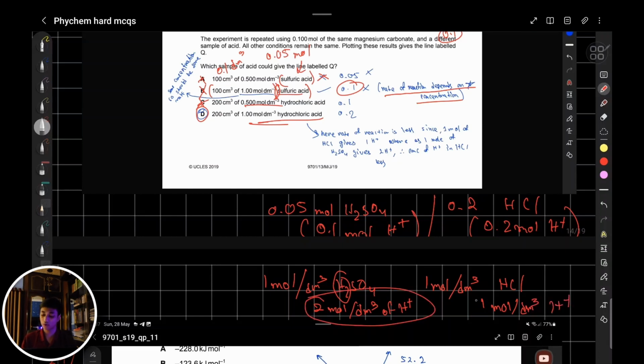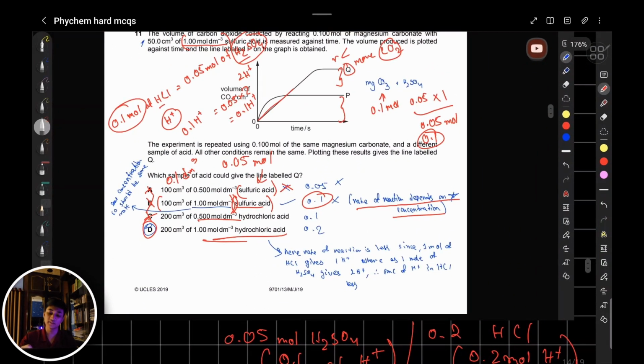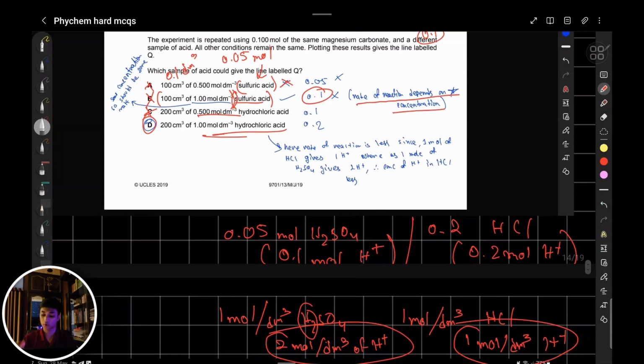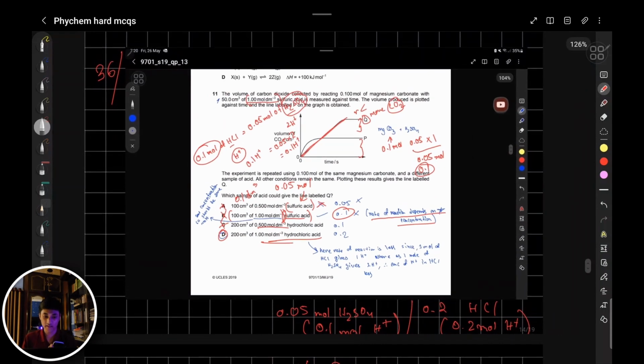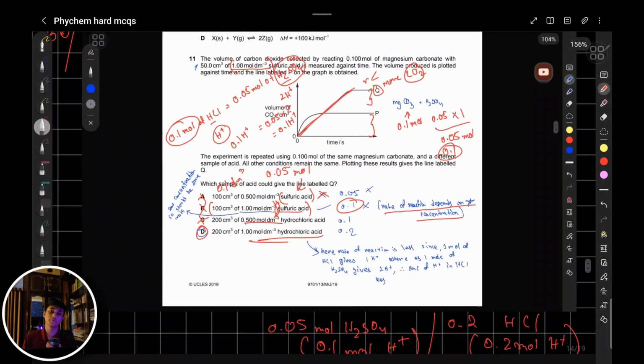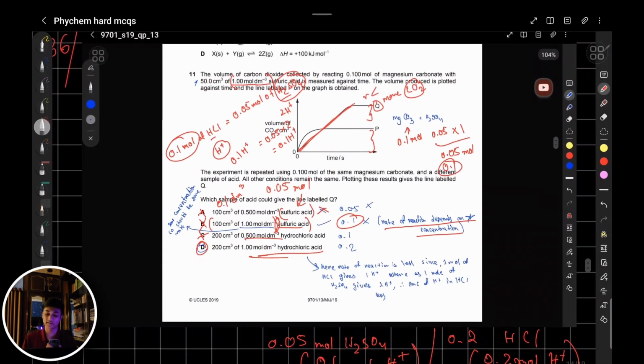Since the concentration of H plus ions is different, the rate is going to be different. Since the concentration of H plus ions is less, the rate of reaction will be less. This is why D is going to be the correct option, where the rate of reaction is less and the amount of CO2 is more. I hope I could explain this. It's a bit complicated, but yeah.